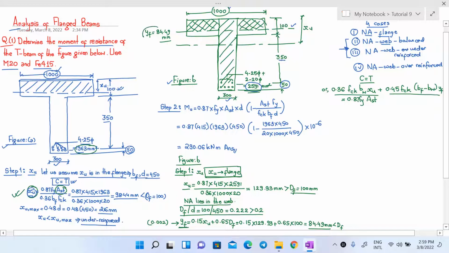Now above this value of yf here, the flange portion will be under a constant compressive stress of 0.45 fck. So this expression gives us the compressive force acting on these flanges, whereas this expression gives us the compressive force acting on this web portion here. So now using this equation, determine the value of xu here. I am just writing the final value here. You just use all the values and then rearrange the equation in terms of xu. We get the value of xu to be 169.398 mm.